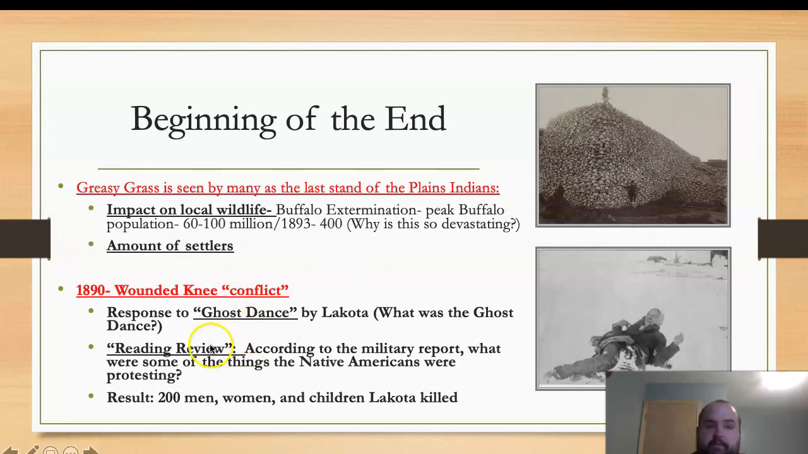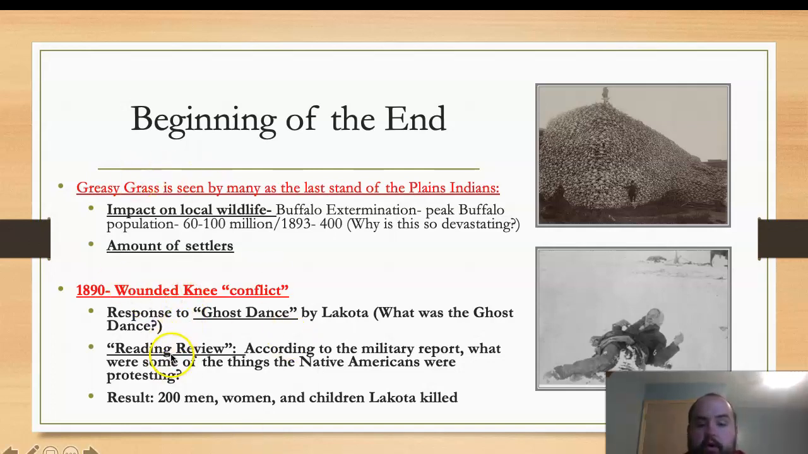Also, there were specific protests going on. Make sure you check the reading and the military report as well. What were some of the things the Native Americans were protesting? Pay particular attention to this, because it will give you a more specific idea of what some of the Native Americans on reservations were protesting. This will, of course, give you a better idea of why reservations were such a problem for Native Americans.